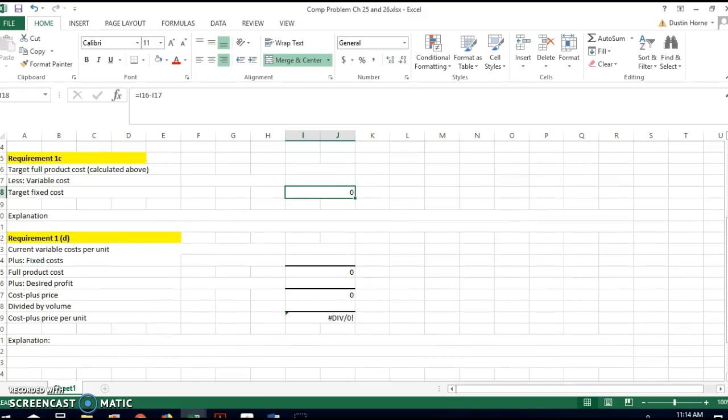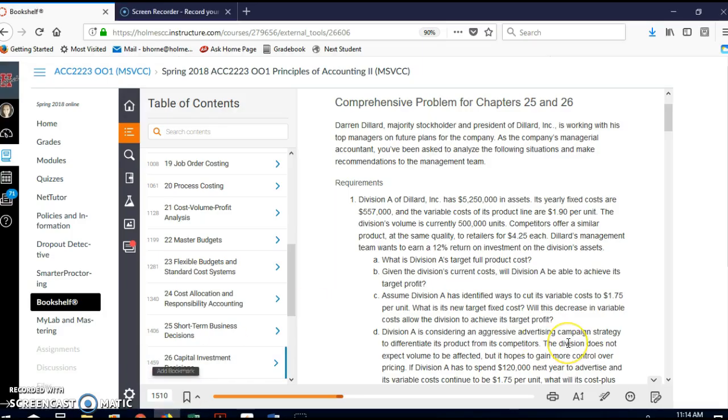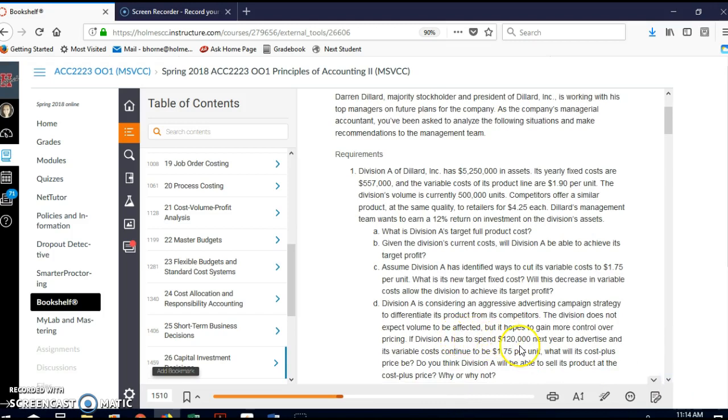Okay, now for requirement 1D, let's look at it. Division A is considering an aggressive advertising campaign strategy so that its product will stand out. We're not going to expect volume to be affected, but hopefully gain more control over pricing. So if Division A has to spend $120,000 next year to advertise, its variable cost will continue to be $175 per unit. Now remember, this is going to be a fixed cost because this is what we're planning to spend on advertising. And we already have some fixed costs.